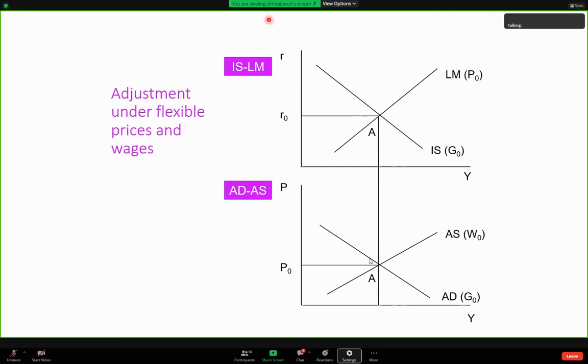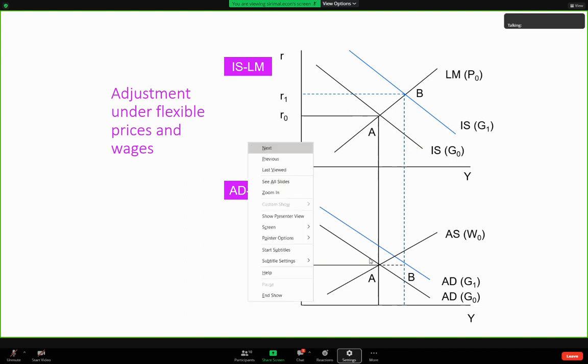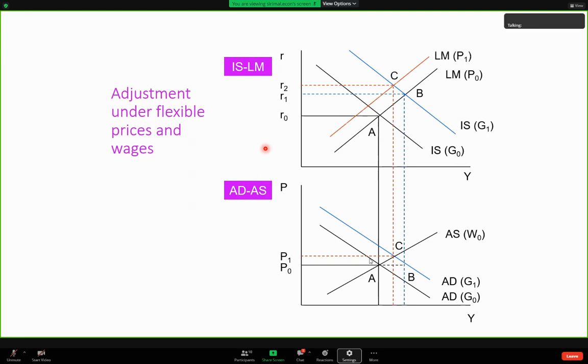Let's increase government spending. This is actually similar to the previous case, but the only difference is that we have allowed wages to be flexible. So that we will go up to that point. So remember what we did earlier. We did this one and we came to point C. This is where we stopped in the previous case.